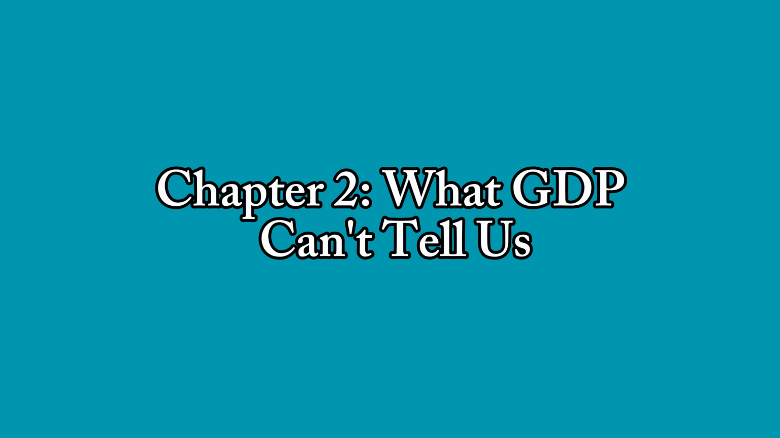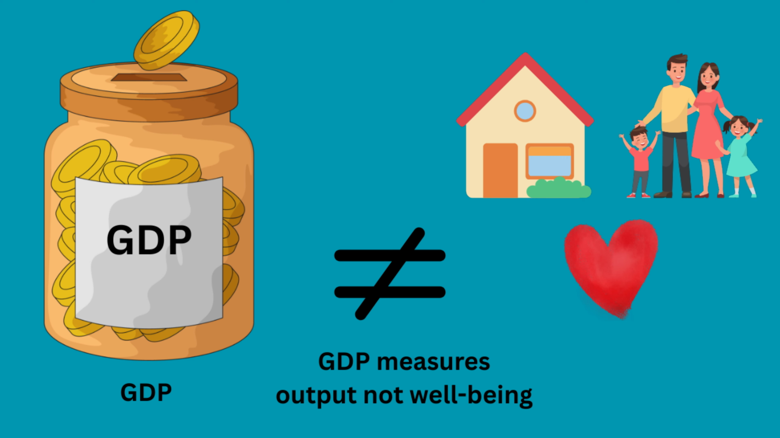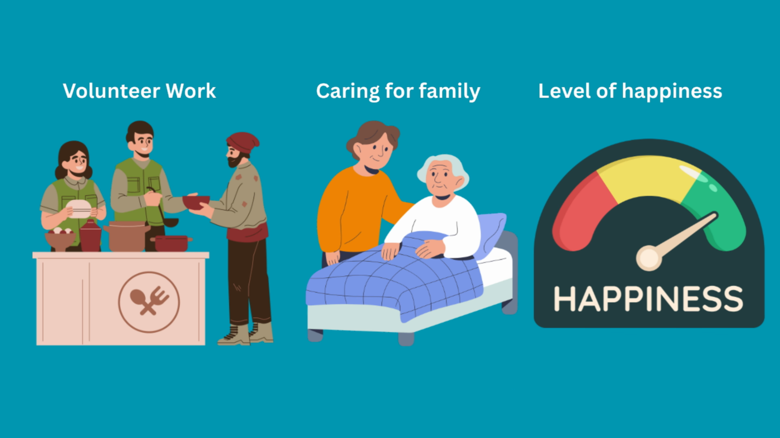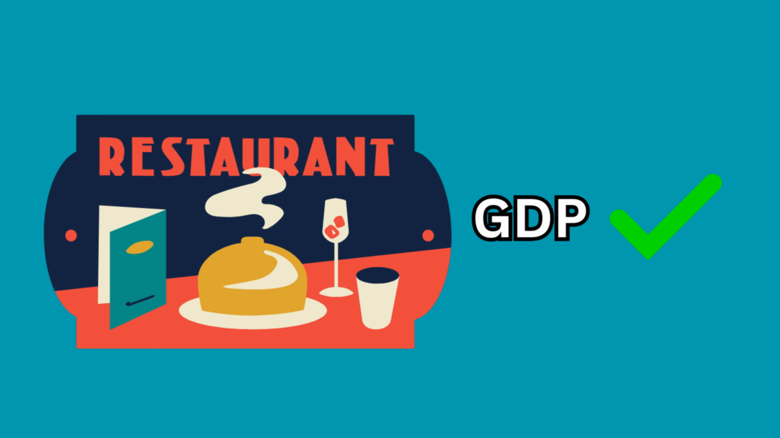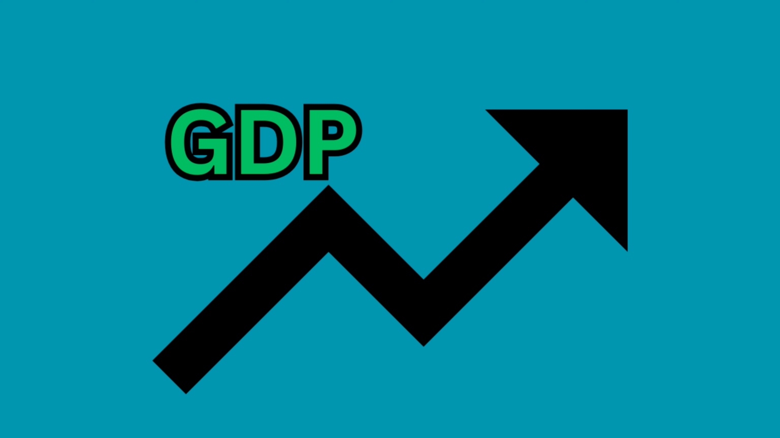What GDP can tell us. GDP measures how much an economy produces in total. It does not measure how good life actually is. It leaves out important things like volunteer work, caring for family members, and how happy people feel about their lives. For example, cooking at home does not count toward GDP. Ordering the same meal from a restaurant does.